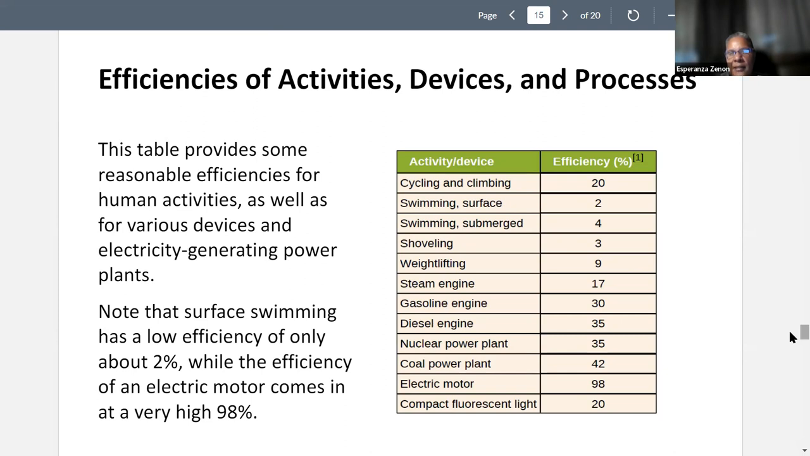And then you could look at the list and see, for example, an electric motor is extremely efficient, 98% efficient, compared to a gasoline or diesel engine, right? I mean, right now, with the gas prices being so high, you wish you had a more efficient device, and that's why these electric cars are going to be so important, because of the inefficiency of a gasoline and a diesel engine, not to mention the price, right?